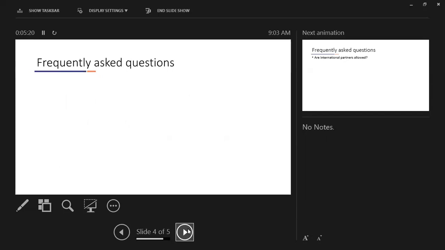Now we'll go through some frequently asked questions that I've received. Are international partners allowed? Yes, we do allow international partners, and we understand that these partners may boost the reputation of the applying organization or may signify a means of providing additional support to the proposed program activities. However, demonstrating sustainability is a key aspect of a successful program, and therefore we aim to prioritize applications with local support and partnerships.